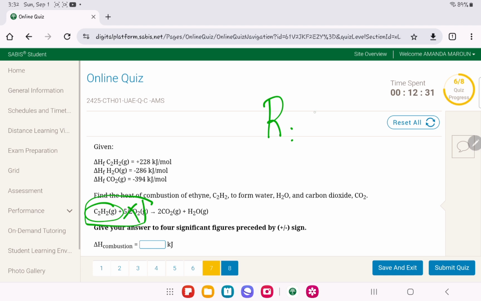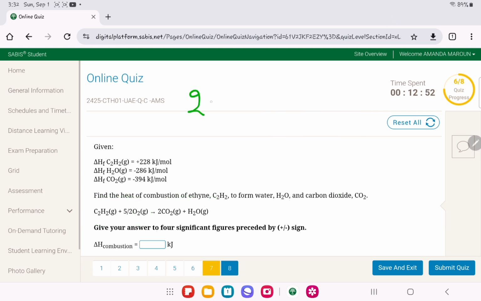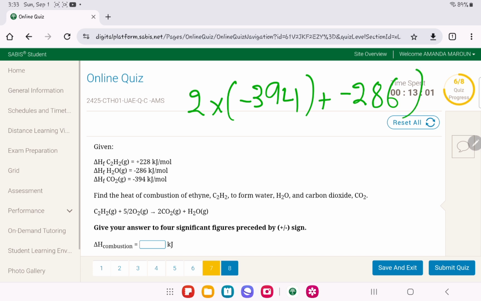That means the reactant's heat is 228. What about the product's heat? We have 2 times CO2, negative 394, plus the H2O, which is negative 286. So we're going to do then products minus reactants. So 2 times negative 394, plus negative 286. This is by itself. We are going to get what? 2 times negative 394 plus negative 286. We're going to get negative 1074.